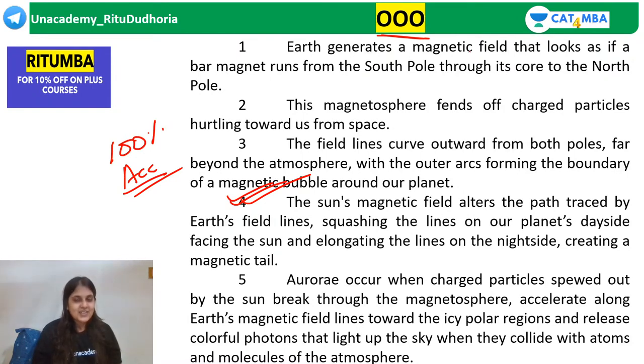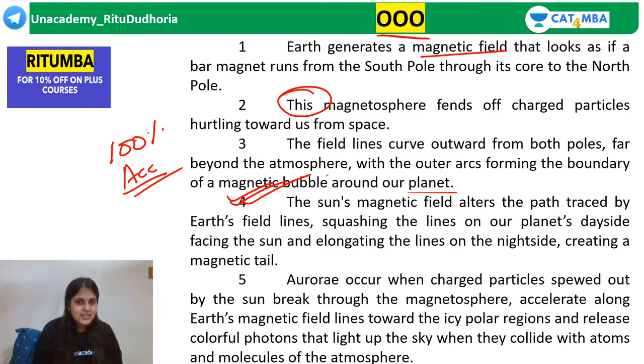Let's have a look quickly at it, because you've got this question right. It generates a magnetic field that looks as if a bar magnet runs from the South Pole through its core to the North Pole. This magnetosphere fends off charged particles hurtling towards us from space. The field lines curve outward from both poles far beyond the atmosphere, with the outer arcs forming the boundary of a magnetic bubble around our planet.